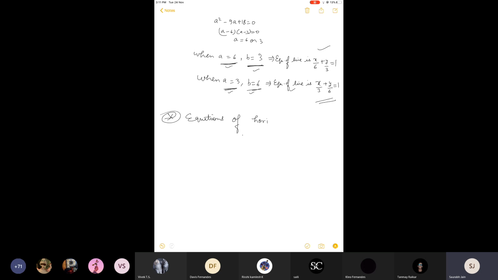Now next, these are some special kind of lines which I think we have already discussed when we studied linear inequalities, equations of horizontal and vertical lines.